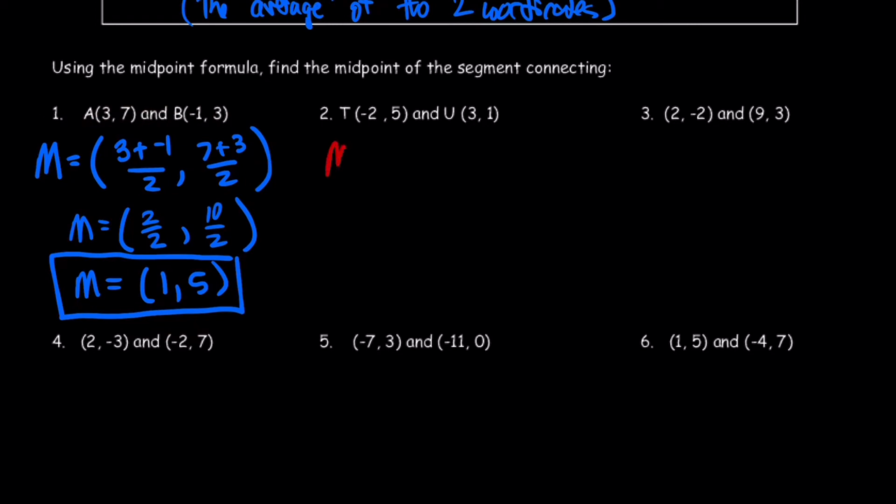All right, I want to find the midpoint. So I need to take my two x values, in this case negative 2 plus 3, and divide it by 2, comma, the two y values, 5 plus 1 divided by 2, close your parentheses.